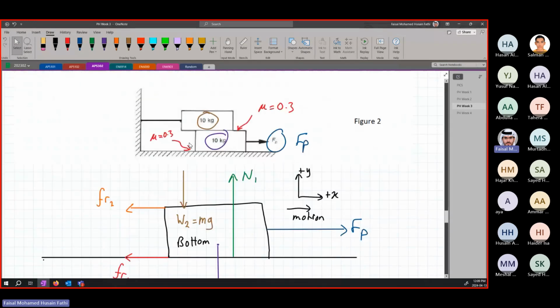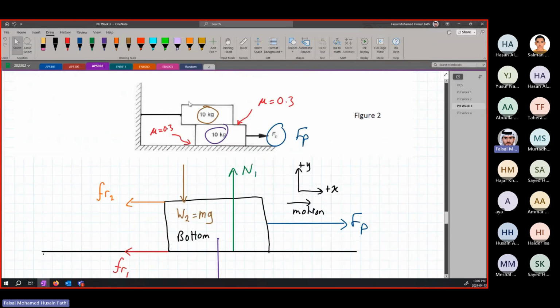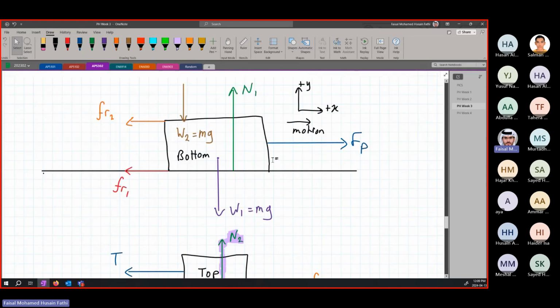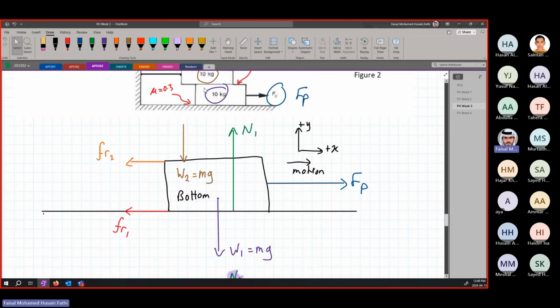Again, a quick recap of how I did all of this. At the very beginning, we have two blocks, all right? So we analyze and draw a free body diagram for each block by itself. The top block is between two surfaces: a surface at the top and a surface at the bottom. So it has two surfaces, and each surface is going to have its own friction value. That's the first thing. That's why we have FR1 and FR2.